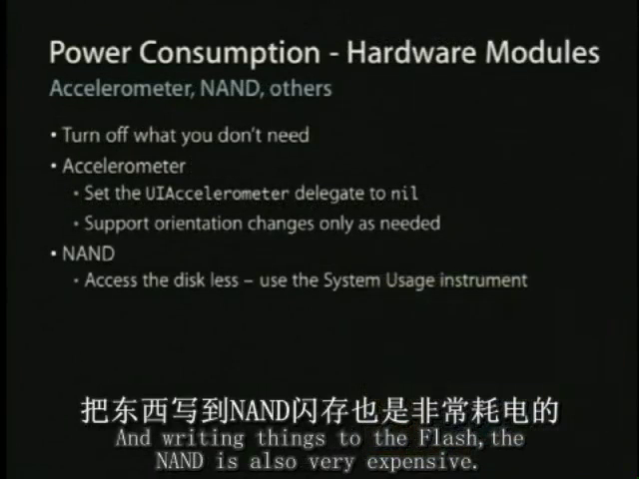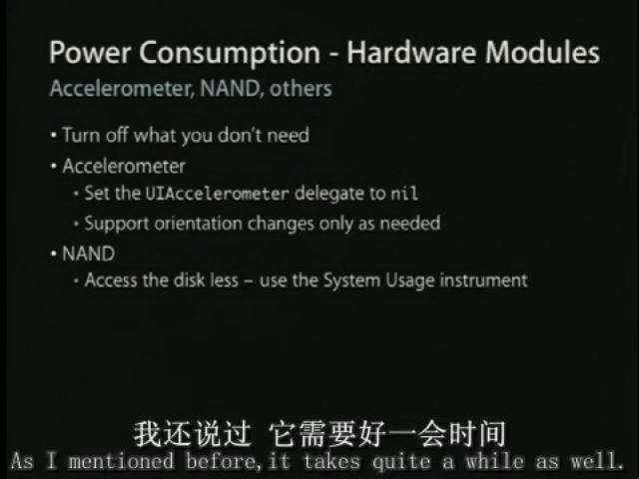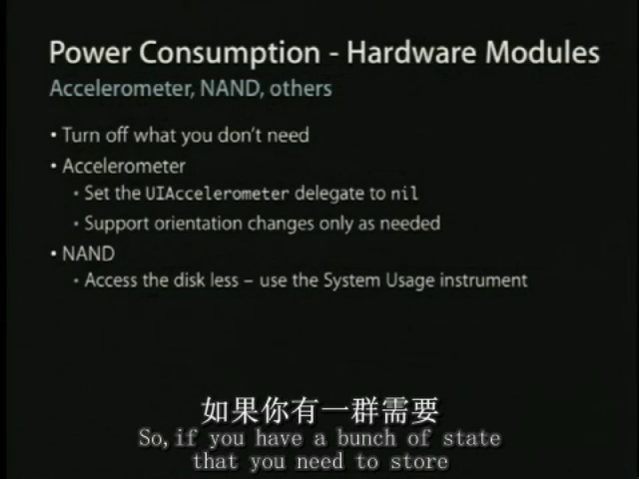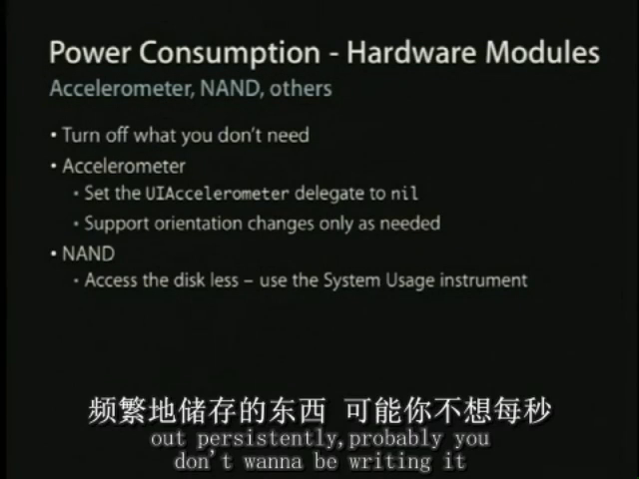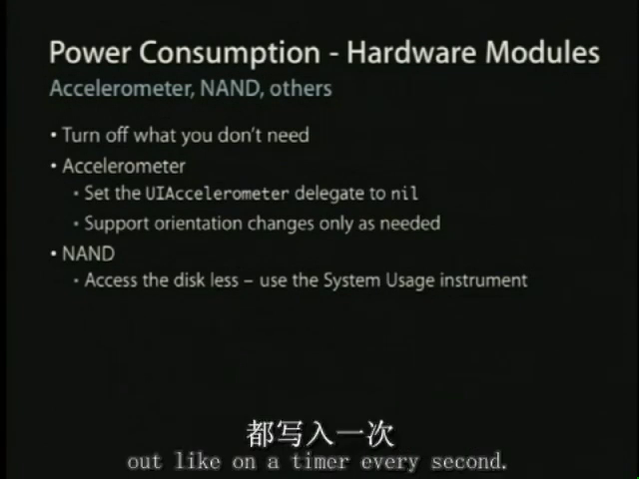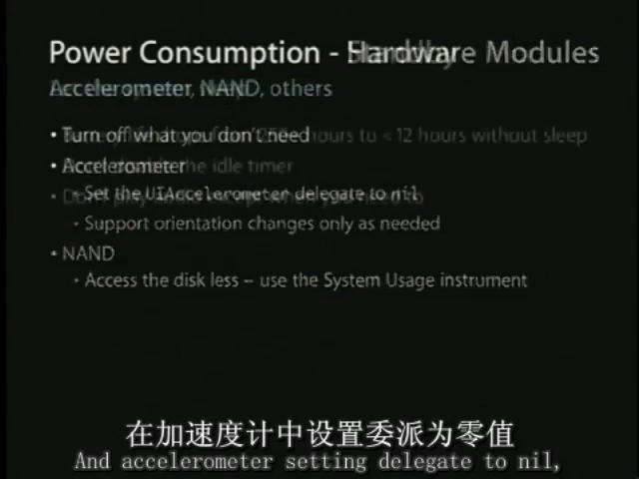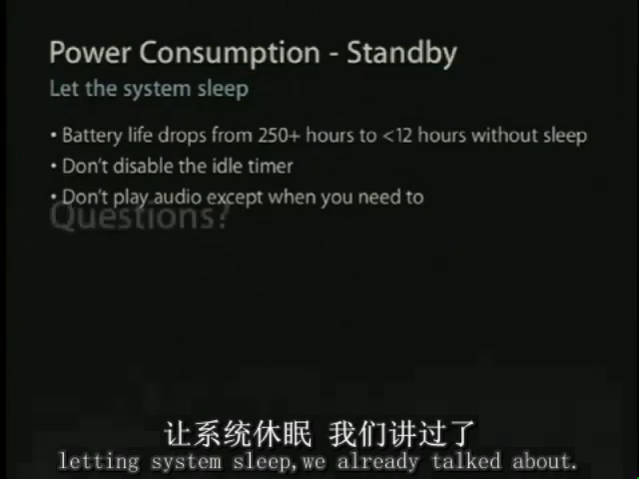Writing things to the flash, the NAND, is also very expensive. As I mentioned before, it takes quite a while as well. It also uses quite a bit of power. So if you have a bunch of state that you need to store out persistently, you probably don't want to be writing it out on a timer every second. Try and write it out when it changes. And accelerometer, setting the delegate to nil. Letting the system sleep we already talked about.